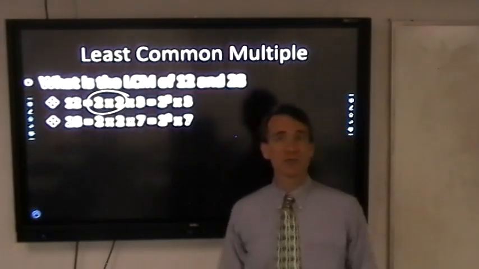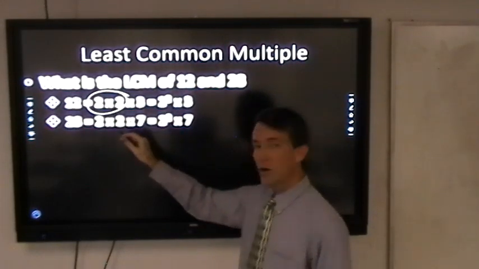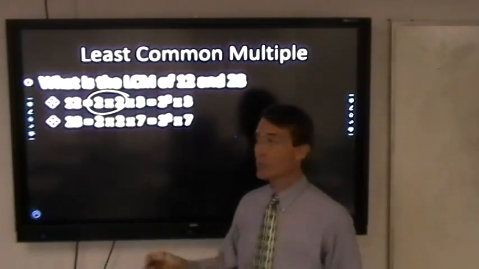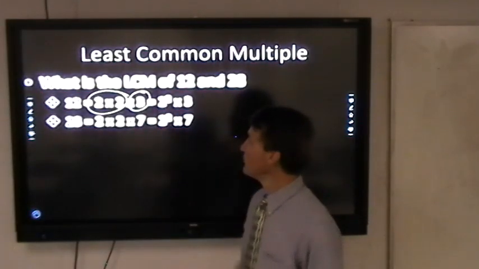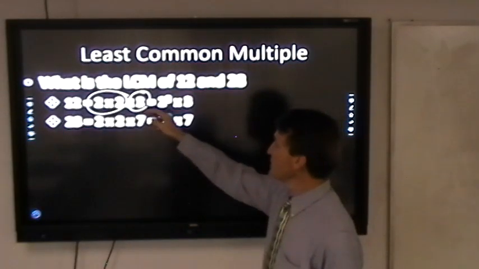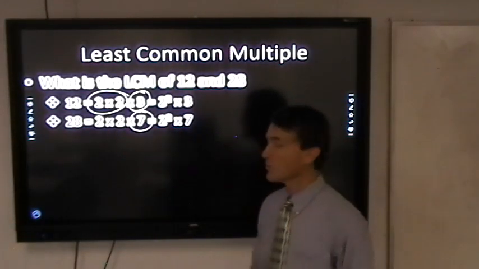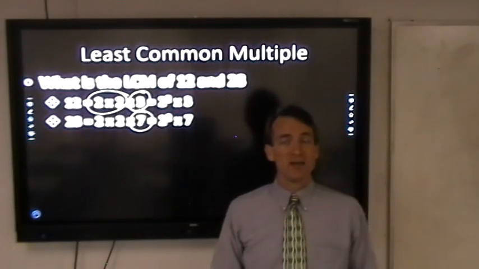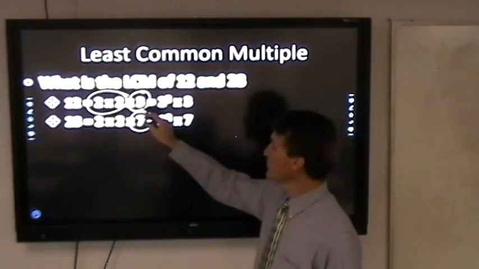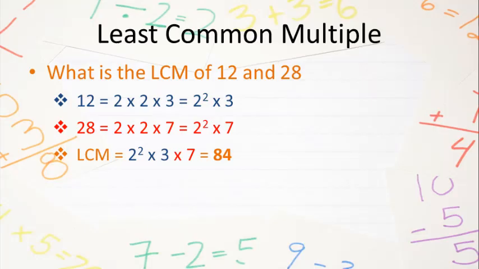Then I go with my 3's. I can grab 1 3 if I grab it from the 12, but there are no 3's in the 28. So I'm going to grab the 3 from the 12. Then I go to the next number, which is 7. Well, I can grab 0 if I go from the 12, or I can grab 1 from the 28. So I'm going to grab 1 from the 28. In doing so, I now look at all the numbers that I have circled on my screen, and I'm going to multiply all of those together. So I have 2 times 2 times 3 times 7, which gives me a total of 84.